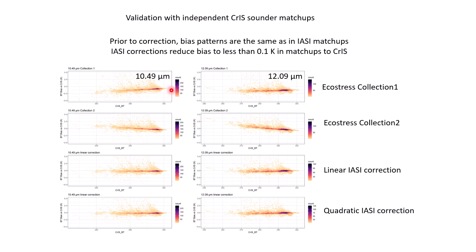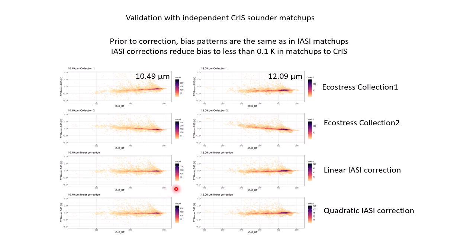The initial data, ECOSTRESS Collection 1 uncorrected, had a cold bias relative to CrIS in both the 10.49 and 12.09 micron channels. It also had a slight positive temperature dependence of the bias. Collection 2, the corrected data from JPL, has the opposite temperature dependence and has approximately reduced the average bias to 0, but there is this strong temperature dependence.